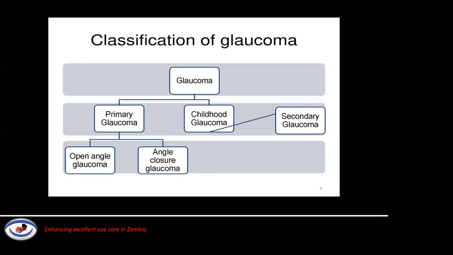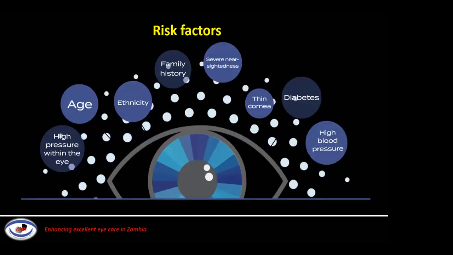So classification of glaucoma, it can be classified into primary glaucoma, childhood glaucoma, and secondary glaucoma. Under primary glaucoma, we have open angle glaucoma, angle closure glaucoma, and then under childhood glaucoma, we have primary congenital glaucoma, juvenile glaucoma, as well as secondary exfoliation glaucoma, steroid-induced glaucoma, phacolytic glaucoma, and so on.